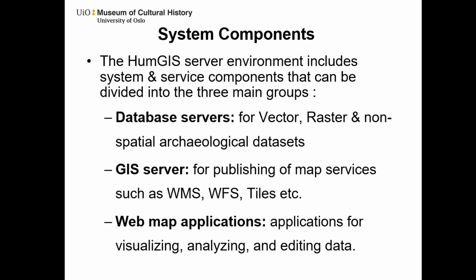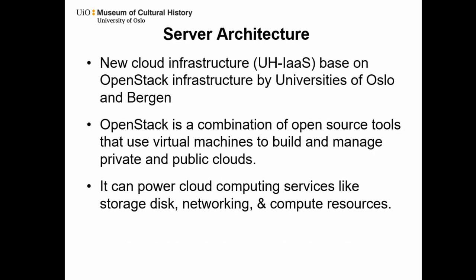And the system components of the HumGIS have mainly three categories: the database, which holds the raster and the vector datasets; the GIS server, which holds the WMS, WFS, and other OGC standards; and the web applications and the web maps on top of it. After some discussion with the IT department of the University of Oslo, we decided to use a cloud infrastructure similar to Amazon Web Services, but open source, called OpenStack, which is developed by the open source community and installed in the University of Oslo and University of Bergen collaboration infrastructure.